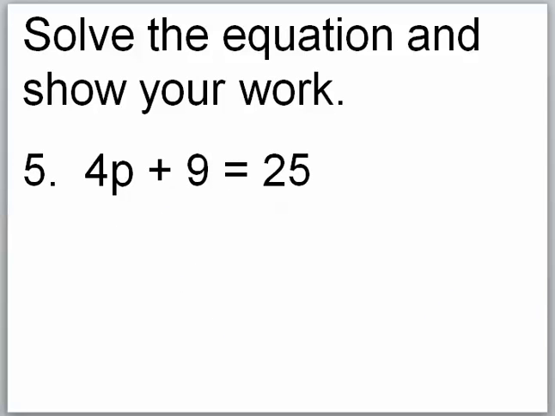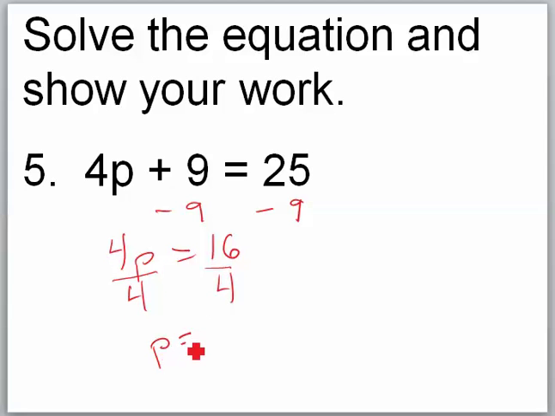Alright, and let's try this one. Again, move that constant first. Bring down the 4p. This reduces to 0. I bring down my equal sign. 25 minus 9 is, oh sorry, not 14, 16. Okay, undo 4 times p by dividing by 4 on both sides. p equals 4.